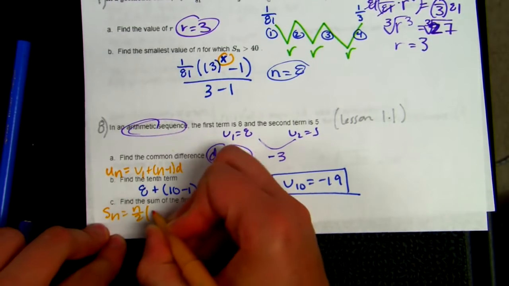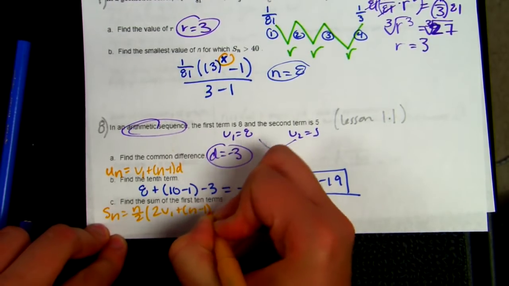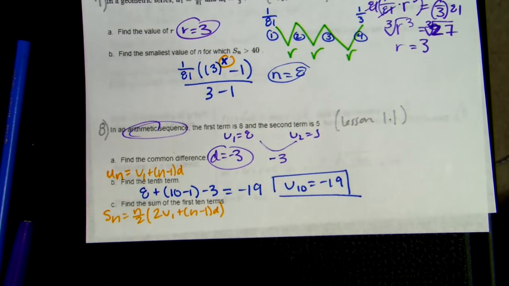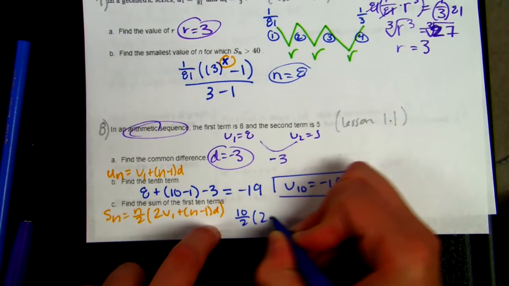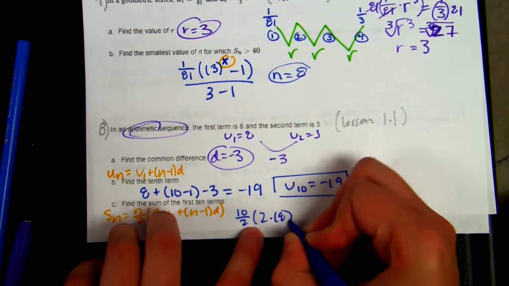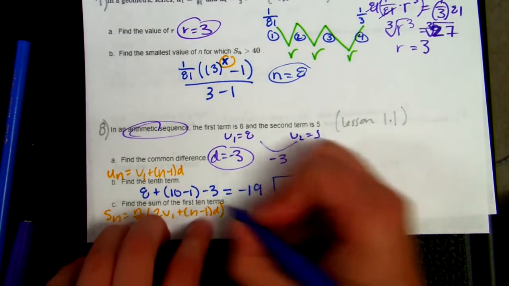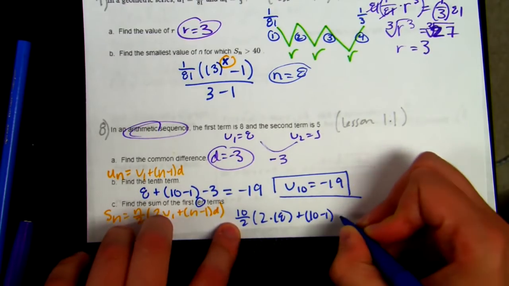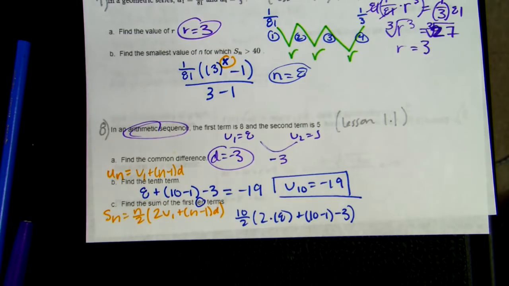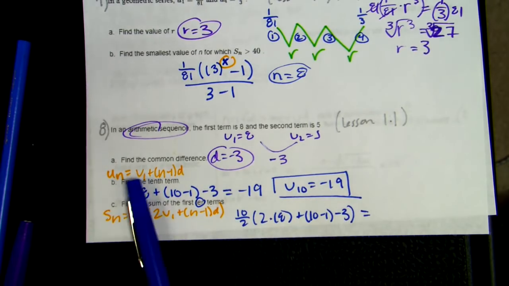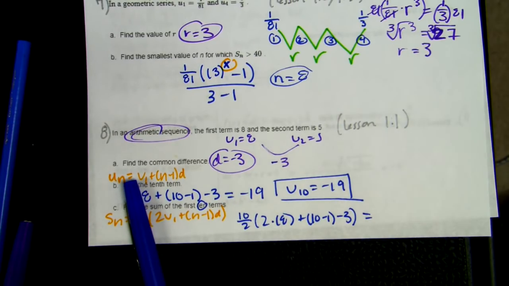Perfect. Next one, sum of the first 10 terms, in case we forgot the formula, which I did: n over 2 times 2u1 plus n minus 1 times d. Let's fill this one in together as well. So we have 10 over 2 times 2 times the first term, which is 8, plus n, which again is 10, minus 1 times the common difference of negative 3. This is low-key going to take me a minute to type into my calculator, but that's okay.